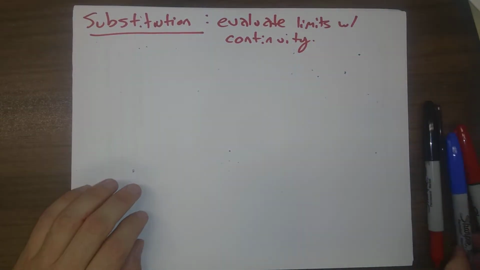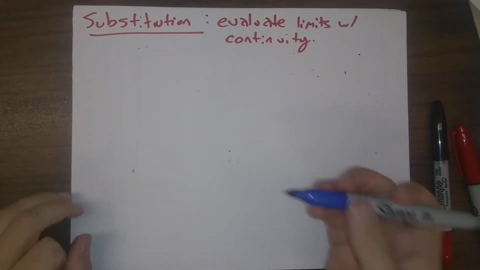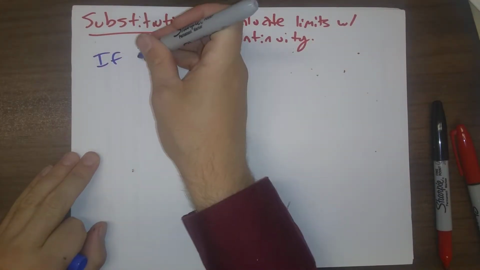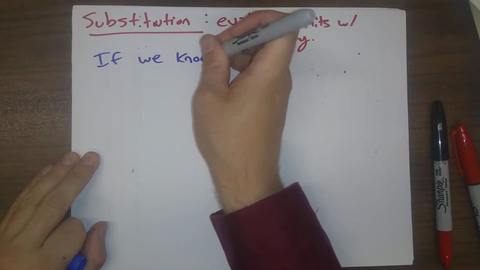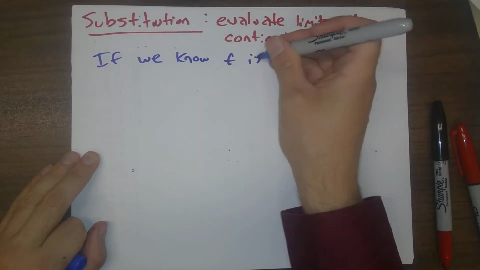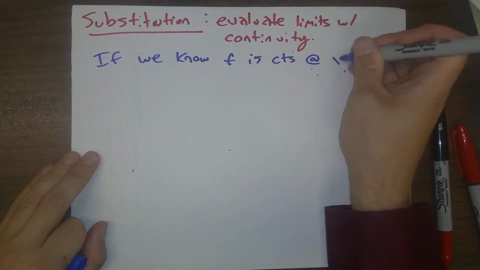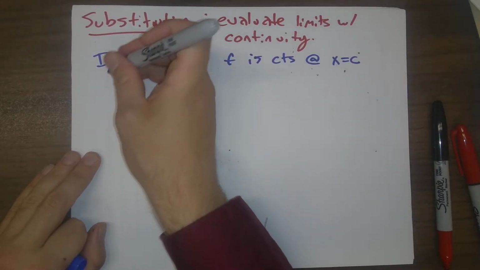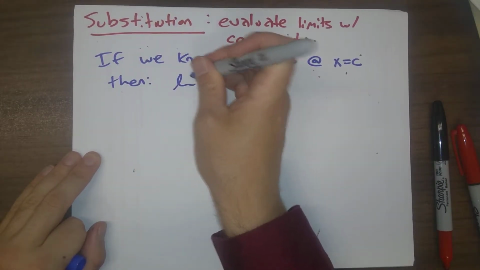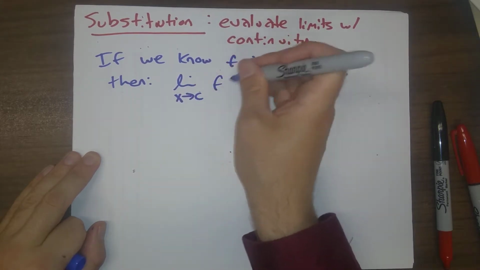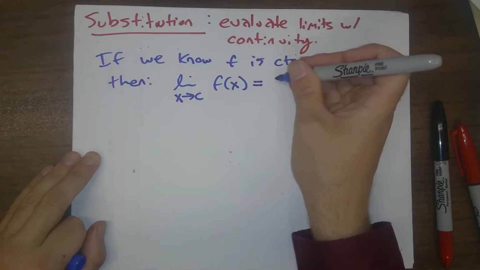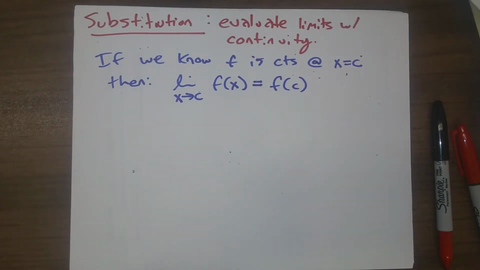And so the point here is that if we know our function f is continuous at x is equal to c, then the limit as x goes to c of f of x is equal to f of c. So this is just restating the definition of continuity here, but we're kind of using it in the reverse direction.